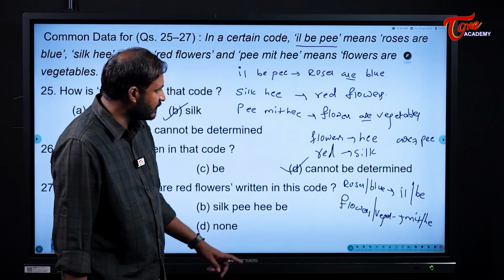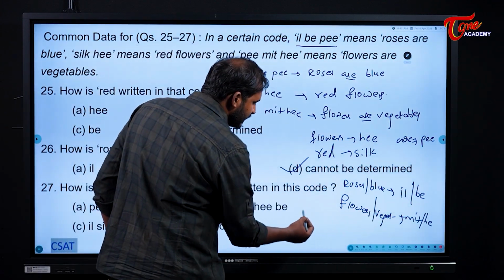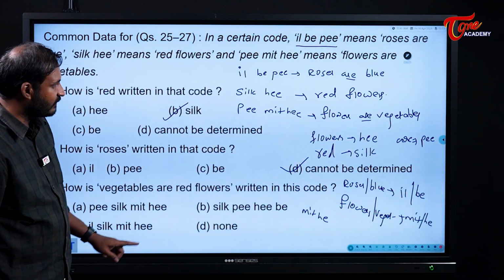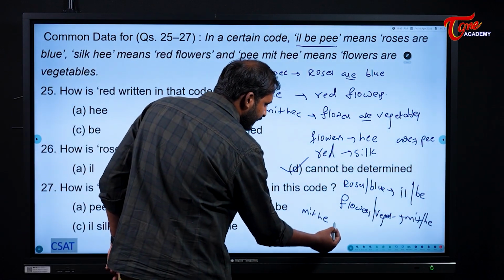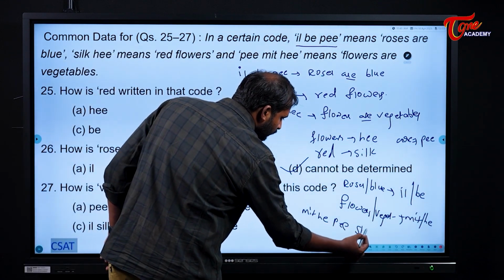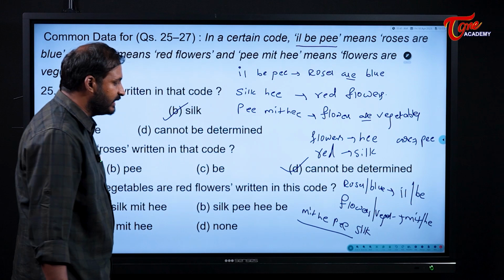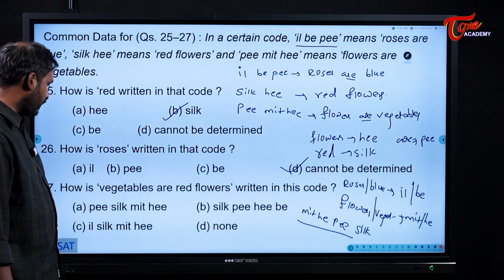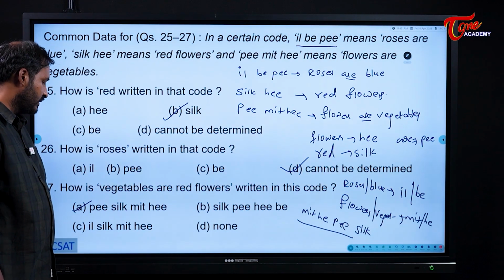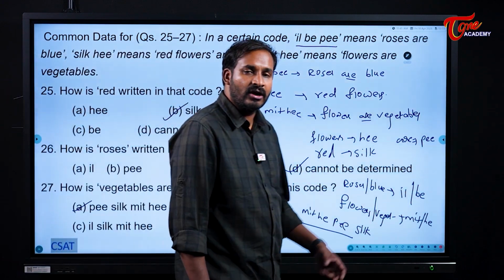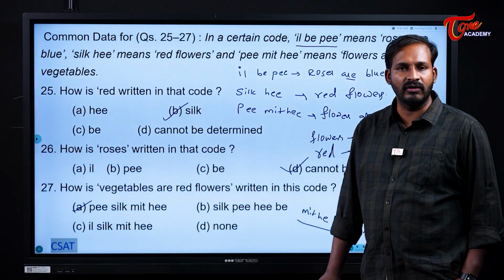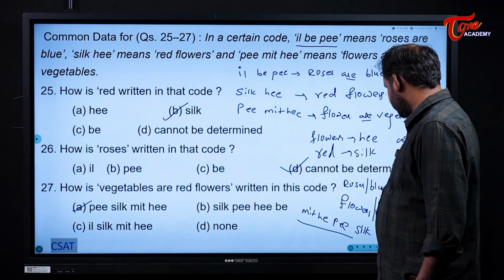See here students, for vegetables and flowers, MIT and he should definitely be there in our code. Why? Because vegetables and flowers are there. What is the code for R? P. And what is the code for red? Silk. So our code should contain MIT, he, P and silk. So what will be our answer? This will be our answer here. So our answer here will become option A. It should not be in the same order. Anyway, we should have those words. That is enough. It will not follow any order or any particular pattern.